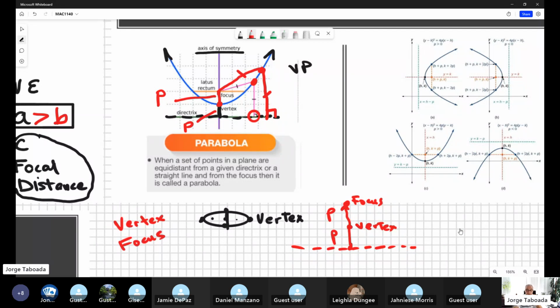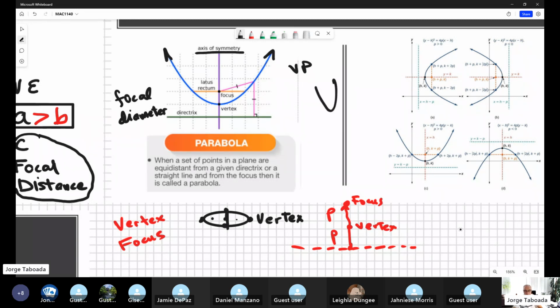I forgot something. Look at that. I forgot this orange segment. I put it as lactus rectum. Lactus rectum is the name in Latin, but in English, normally this is called the focal diameter. And this is very interesting because it gives me information about how wide or how narrow our parabola is.